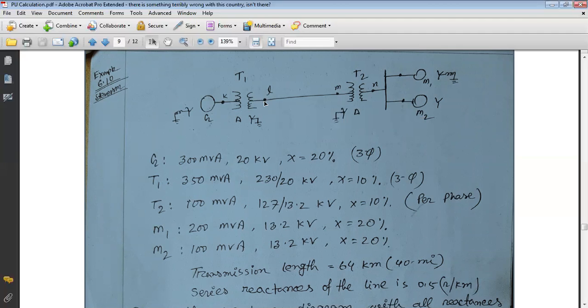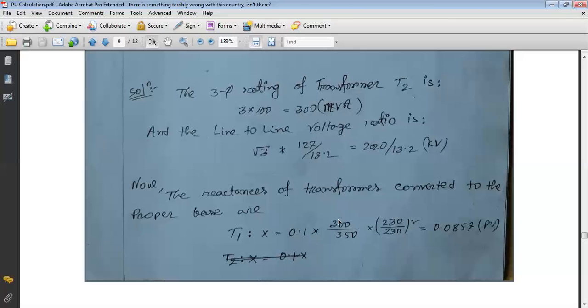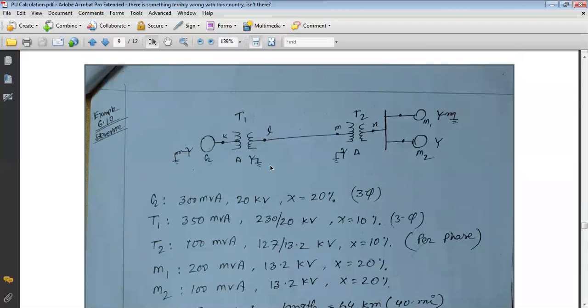So the old base voltage is 230. So 230 is eliminated, and the result is 0.1 into 300 by 350. So the result is the same, 0.0857. So if someone wants to calculate the new per unit reactance of transformer T1 by considering the secondary portion, he or she can do this, and the result will be the same as when we consider the primary portion.